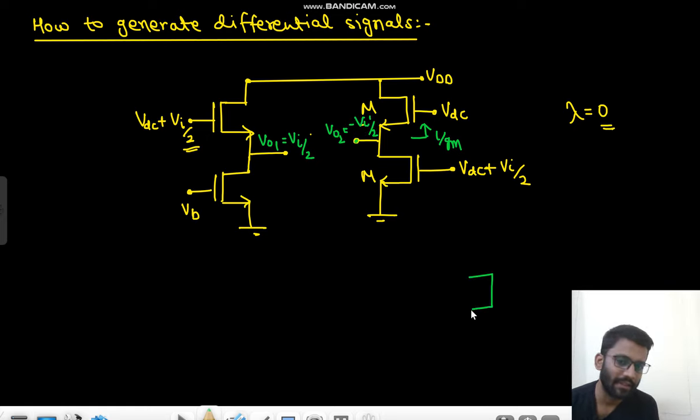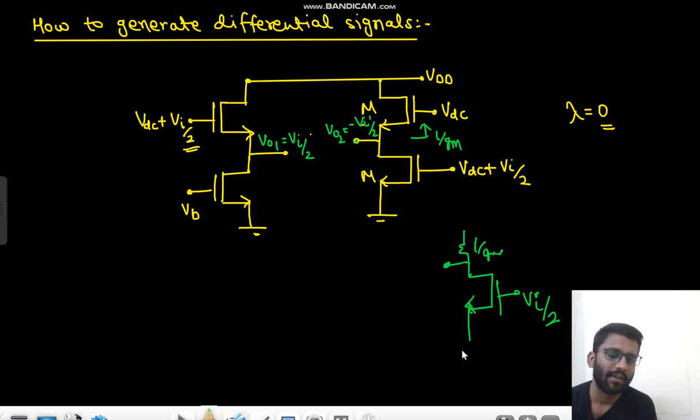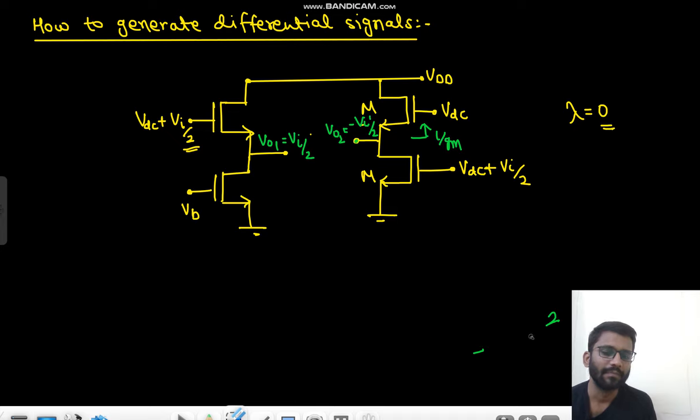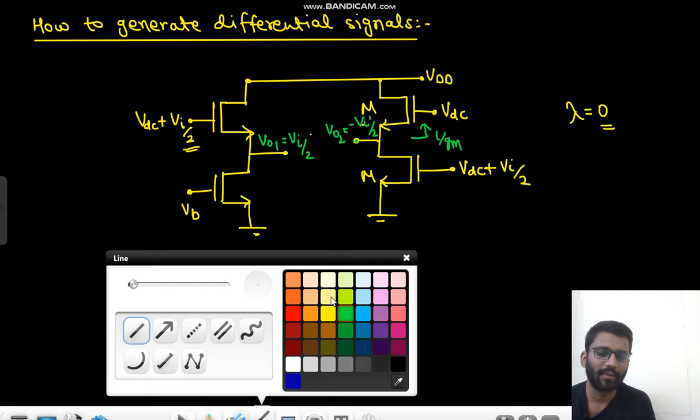You can see here, this is a common source amplifier. Here we have Vin by 2, right? And here we have 1 by GM. And here we need to find the gain. So it would be GM into 1 by GM with a minus sign. So it would be minus Vin by 2, right? So these are the differential signals we have made.